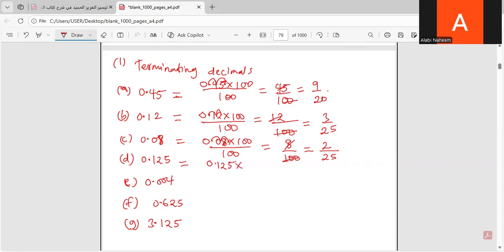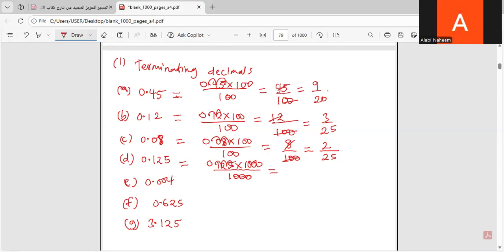0.125 times 1,000. In order not to alter the fraction, what do you do? You have to divide by 1,000 also. So the point is to multiply and divide by the same power of 10 that you are using. So you are multiplying, move the decimal point to the right. How many times? 3 times, because 1,000 has 3 zeros. 1, 2, 3. The decimal point is now after 5.